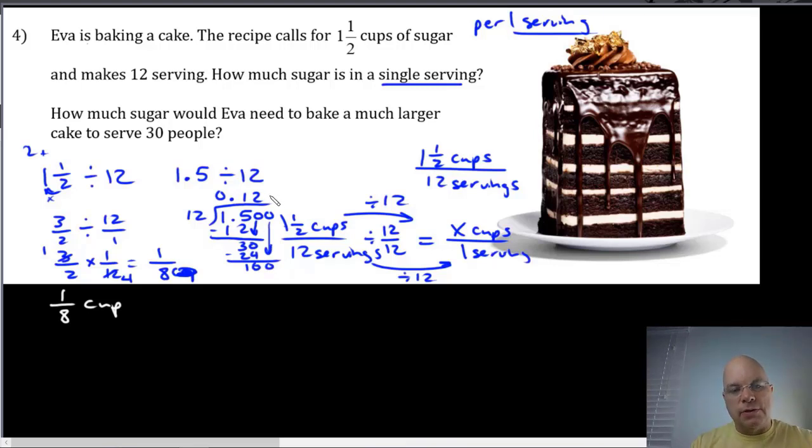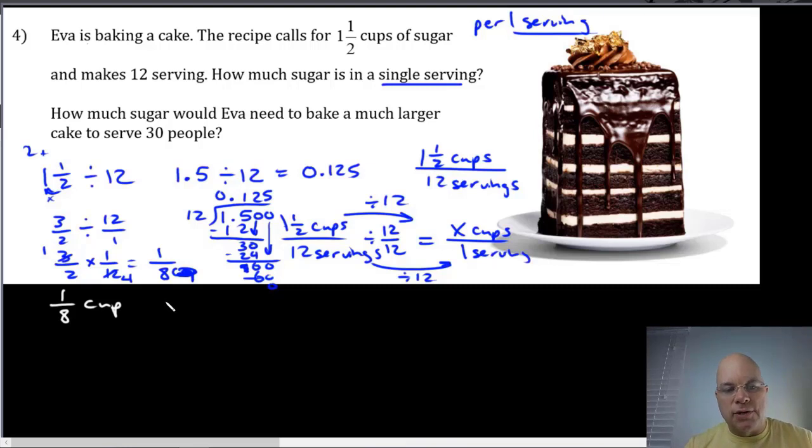Wait a minute. No, there aren't. What did I do wrong? Oh, I see what I did wrong. Did you notice it when I did it? 30 minus 24 is not 16. 30 minus 24 is 6. There are exactly 5 12s in 60. 5 multiplied by 12 is 60. No remainder, so we're done. So this is 0.125. 125 thousandths is 1/8.